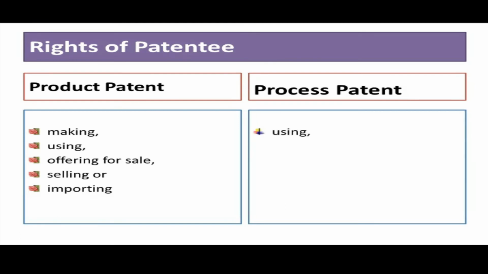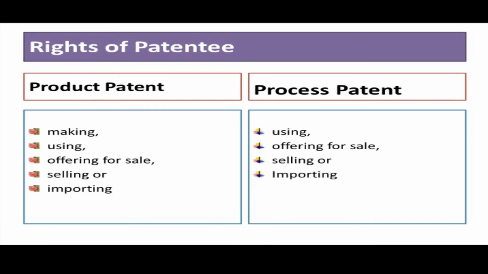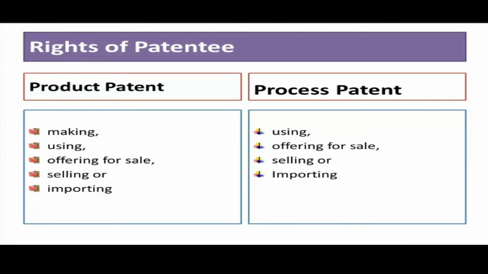What we can keep in mind is that the person also gets a bundle of rights, which are business rights: using the process, offering for sale, selling the products which are an outcome of the process, and importing. So the number of rights, or the width and volume of interest, may be different, for the obvious reason that this is only a process patent.